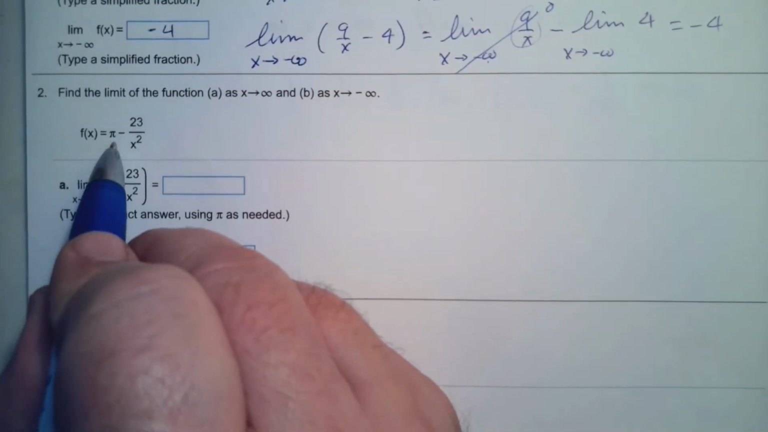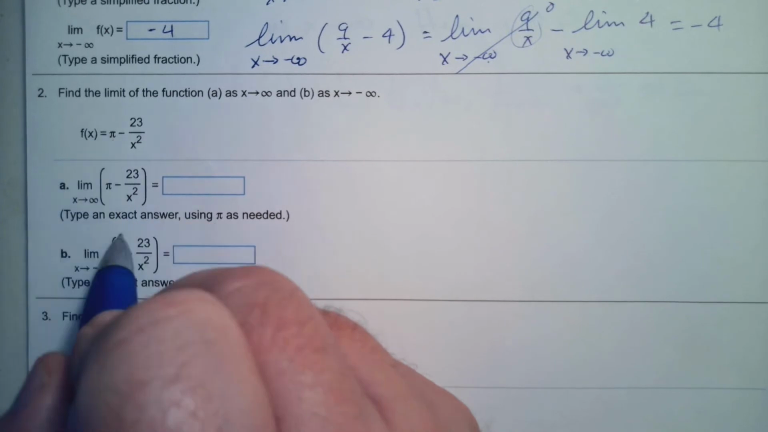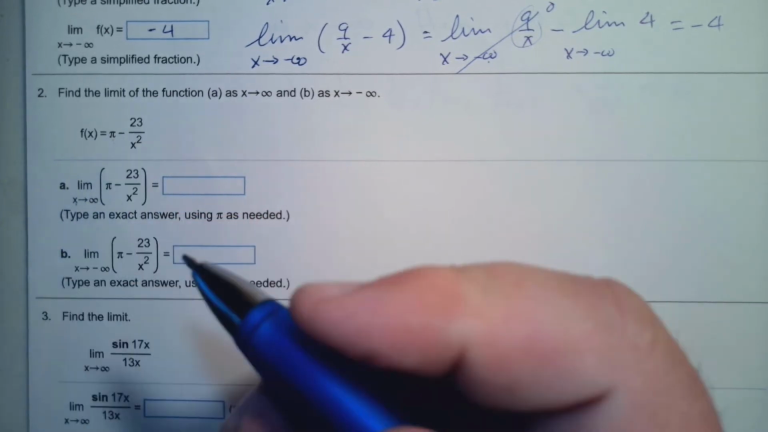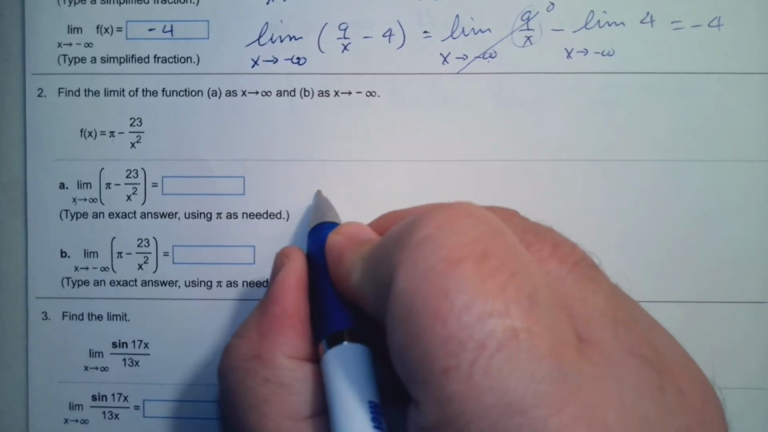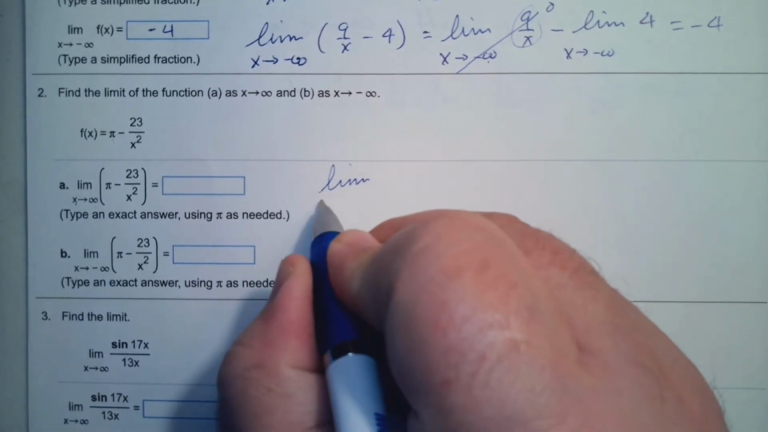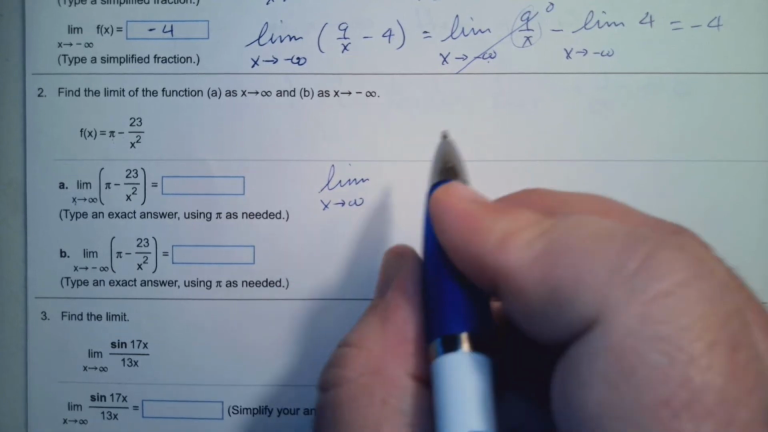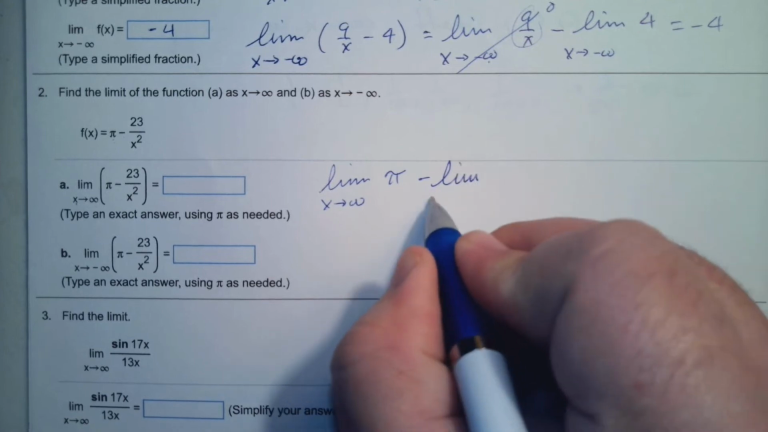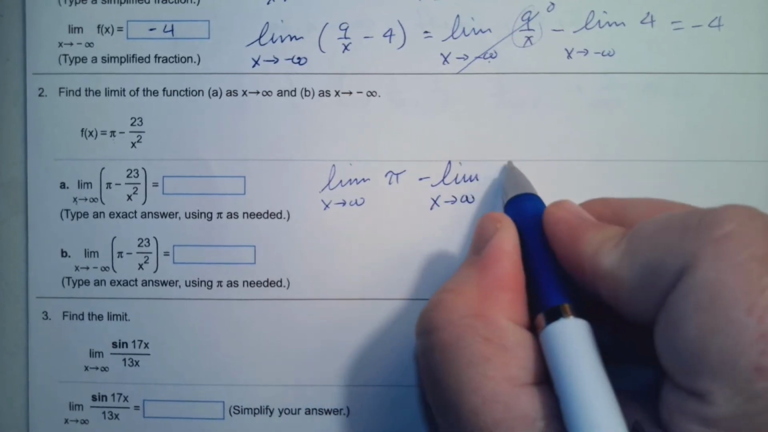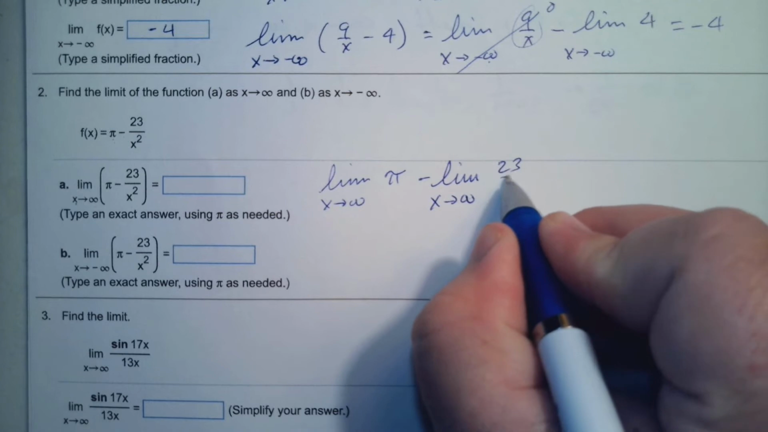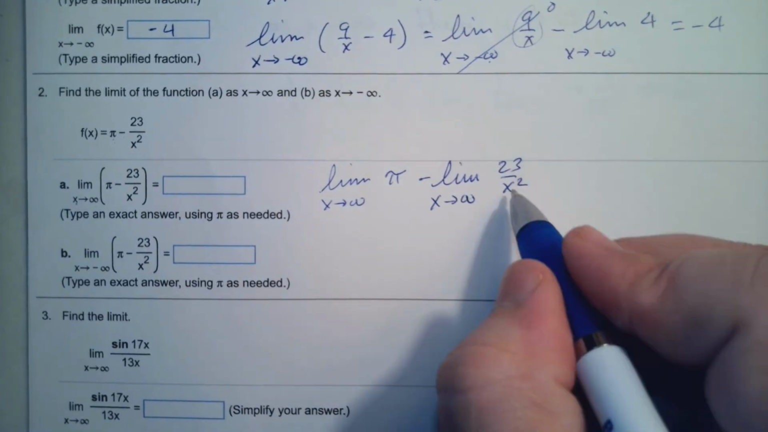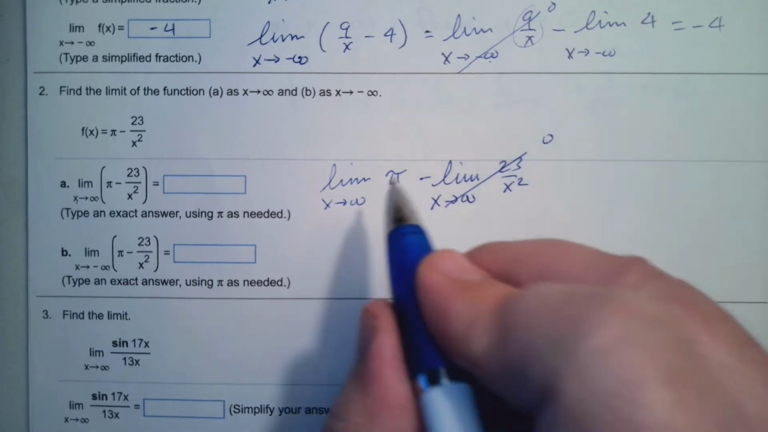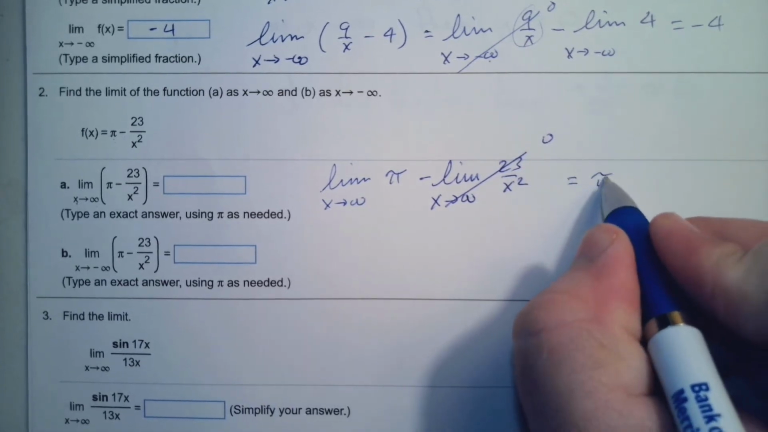The next one, now we have the limit as x goes to infinity of pi minus 23 over x squared. We can split these up again. So the limit of pi minus the limit as x goes to infinity of 23 over x squared. Since there's a bigger x on the bottom, as x goes to infinity, that one goes to 0. The limit of pi remains pi.